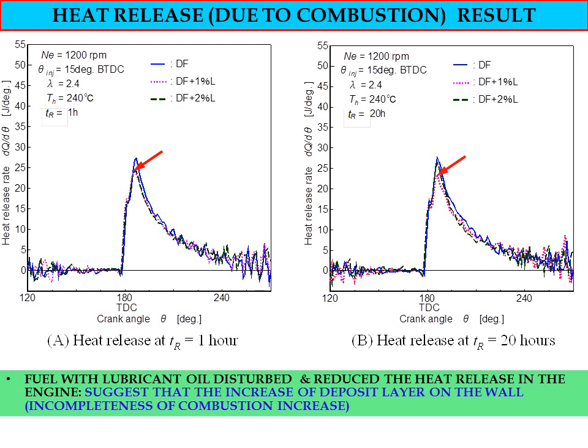Okay. However, after 20 hours of engine operation, we still have a heat release for DF plus 1% and also DF plus 2% lubricant lower than typical diesel fuel. Okay, that's the effect of the addition of lubricant oil inside the fuel.